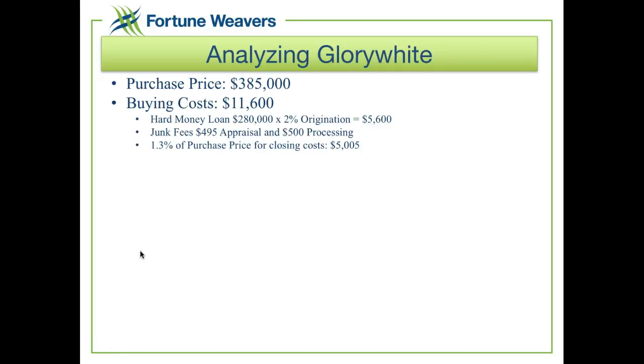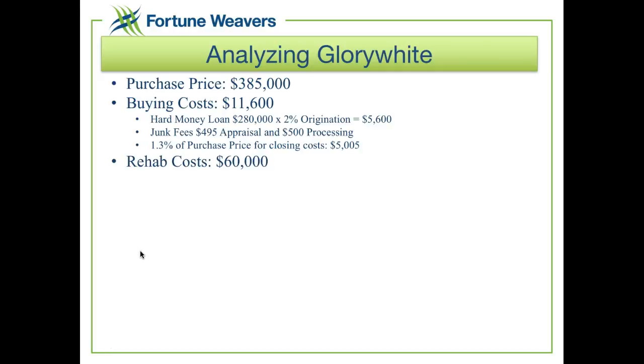Sometimes hard money comes with these junk fees. As you can see here, you have a $495 appraisal fee, $500 processing. So $995 is equivalent to $1,000. And then we're always going to run it with hard money at 1.3% of purchase price for our buying cost on the closing cost part of it. So 1.3% of $385,000 is $5,005. And those numbers together equal $11,600.